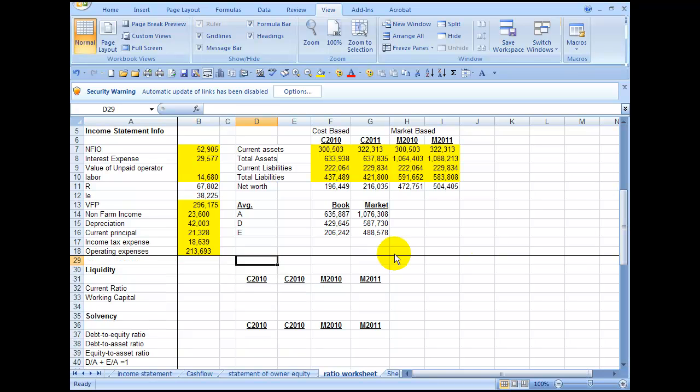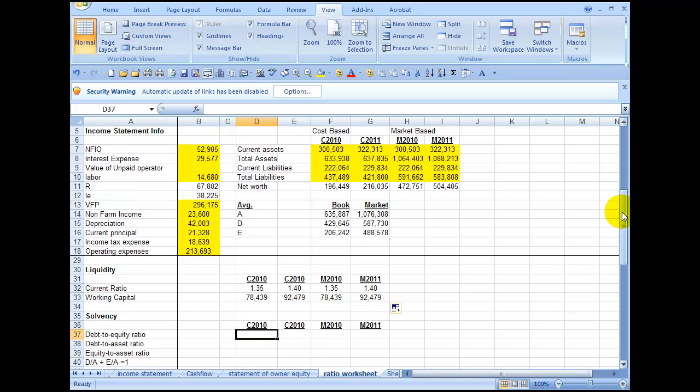Now the next section is liquidity. The current ratio is the current assets divided by current liabilities. And once you have it for one, you can just drag it across. The working capital ratio, or working capital, is the current assets minus current liabilities. So one's a ratio, one's a dollar amount. And we're looking for these to be above 1 for sure, if not even higher than that.